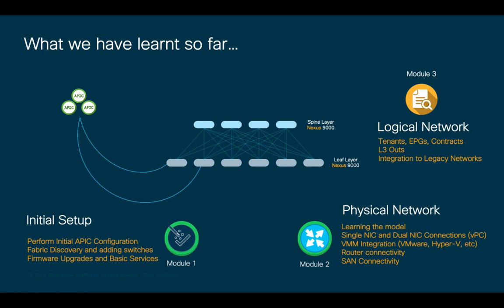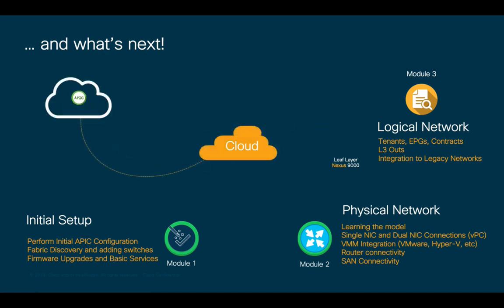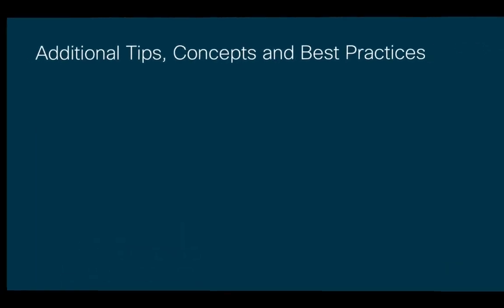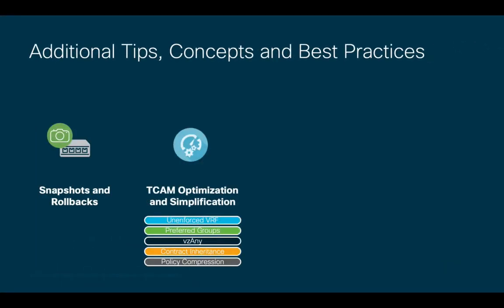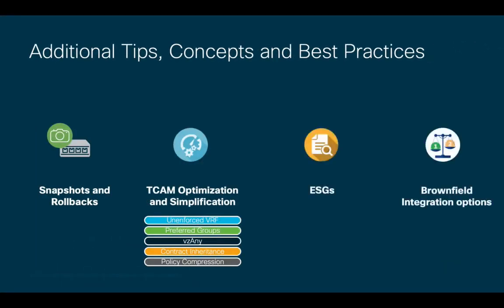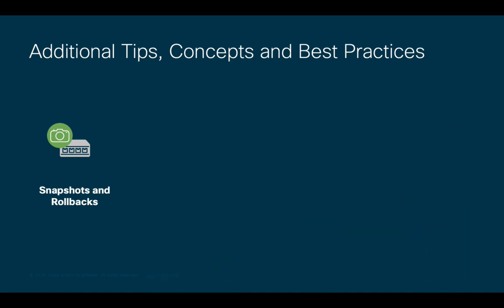In the next sub-module, we will now take the same ACI concepts and apply them to the different cloud providers such as AWS and Azure in order to accelerate cloud migrations and adoptions with less risk. But before we do that, let's cover a few recommendations, additional concepts, and best practices to wrap up this module. Let's get started first by covering snapshots and rollbacks.